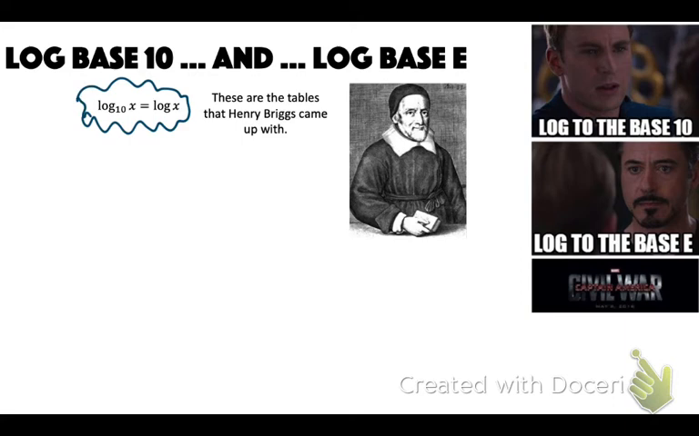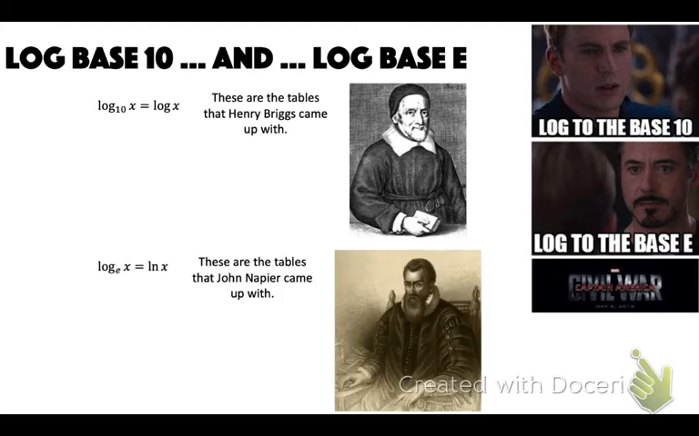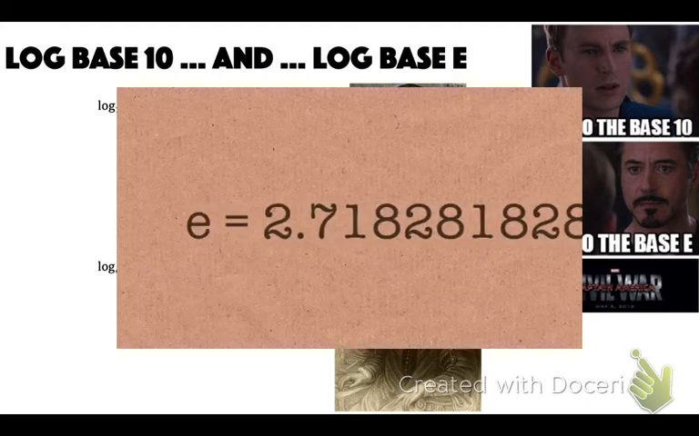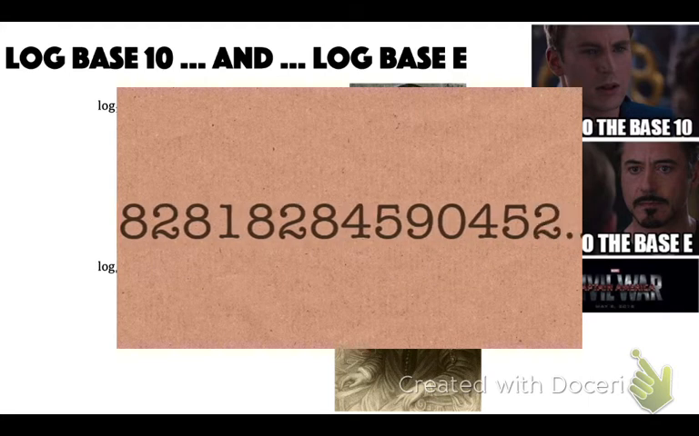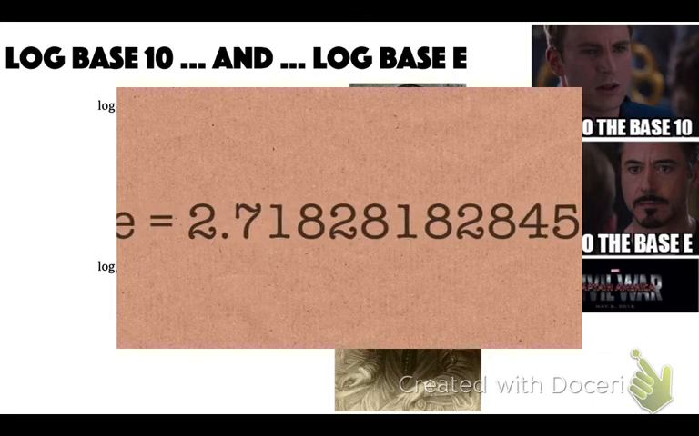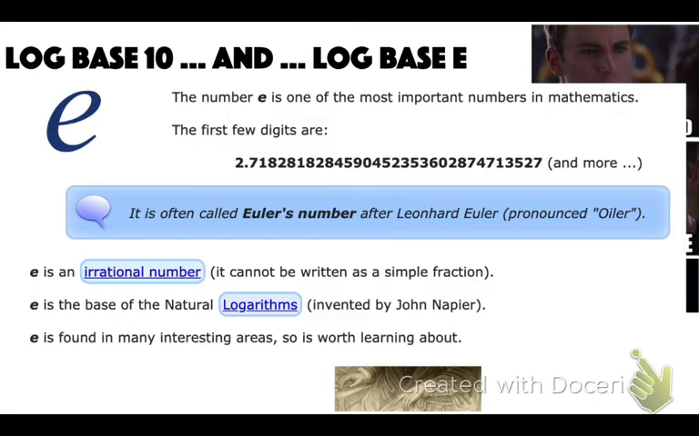The other one that we see a lot is log base e of x, which we write as ln. This is called the natural log of x, and this is what John Napier came up with. It's really cool that he came up with this e. e is a number in math, 2.71828 and so on. It's a lot like pi; it pops up in a lot of places. This is called Euler's number. It's an irrational number, it's the base of the natural logarithm, and it's found in a lot of interesting areas.